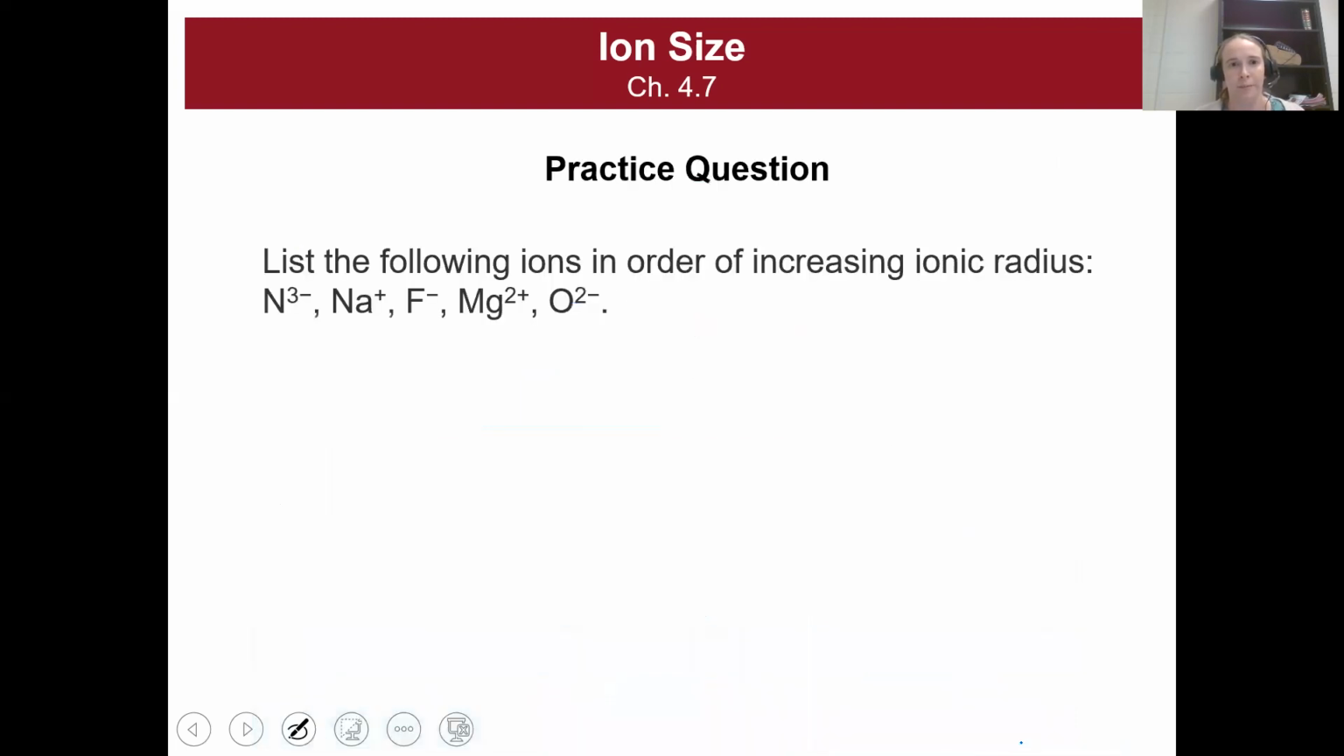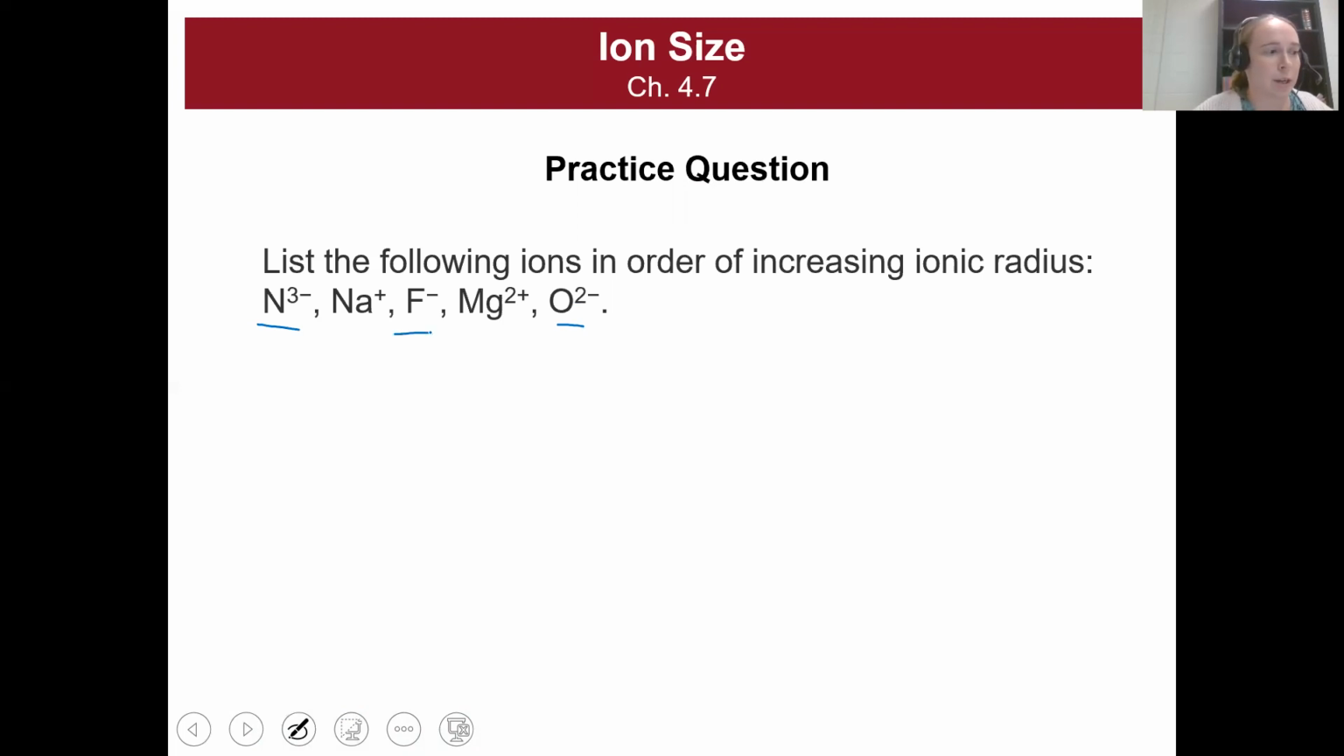All right. And here's another practice question for you guys. We're going to list the following ions in order of increasing ionic radius. So first we're going to see, are they all isoelectronic? If they are, then we just need to look at the number of protons. So nitrogen is 3 away from neon. So if it's a -3 ion, it goes to neon. Oxygen is -2. If it gets 2 electrons, it goes to neon.